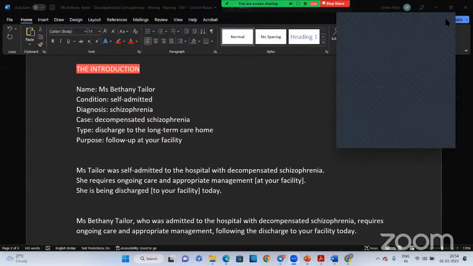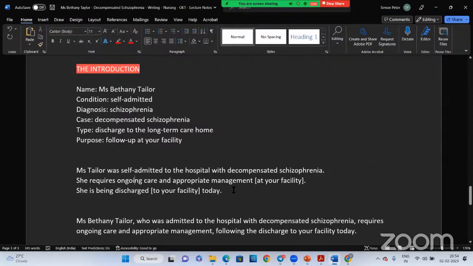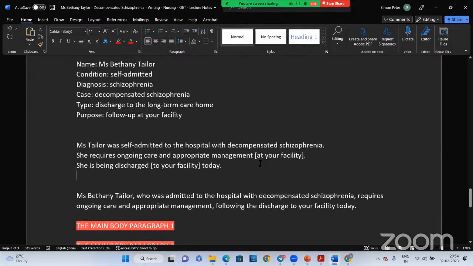Many people think that they know very well, so that's why they don't attend these points. No problem. We are least bothered about everyone. We are bothered about the regular students who are really serious. So she is being discharged to your facility today. Right.